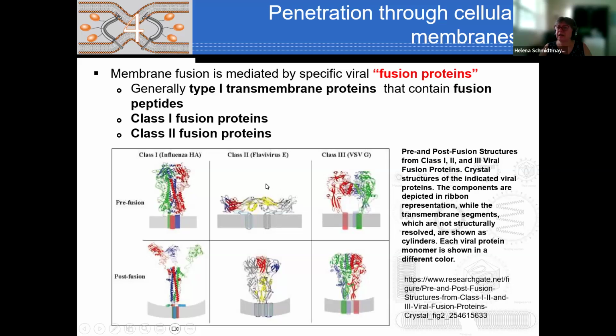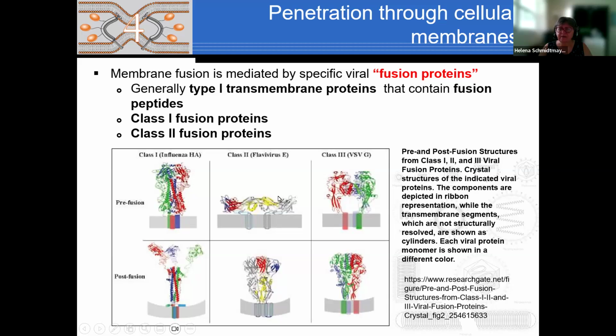Flaviviruses have a class 2 fusion protein, which is mostly composed of beta sheets. They form dimers, not trimers, dimers, and they lie parallel to the viral membrane. And after fusion, they completely change conformation.